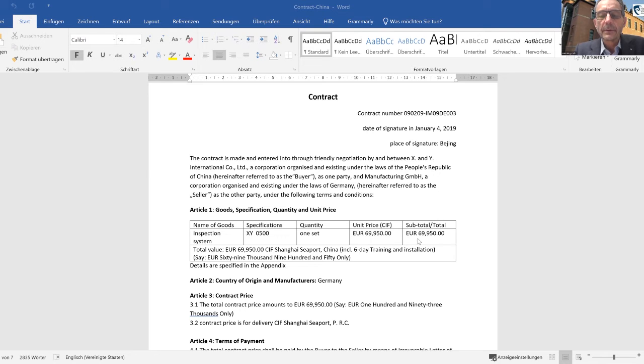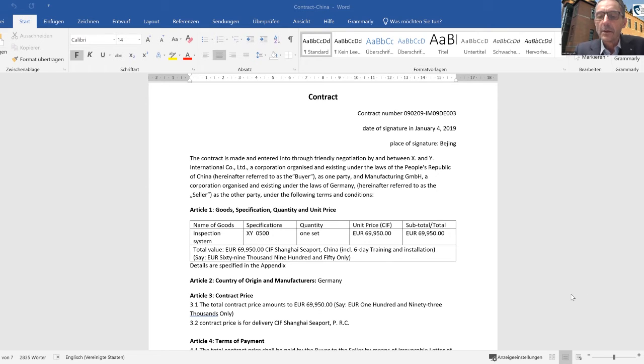That's included here, and so the total price is the same, 69,950. Once again, total value, CIF, Shanghai Seaport. That means that's the port of unloading. And you see here an additional point, including 6-day training and installation. Okay, so far. Country of origin, manufacturers, Germany. That's also very clear.